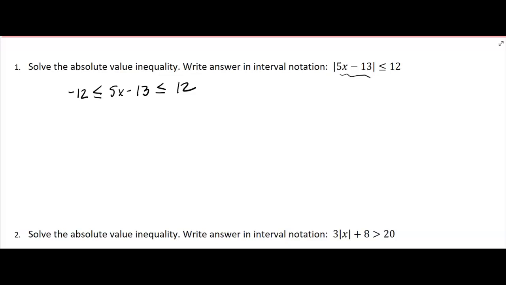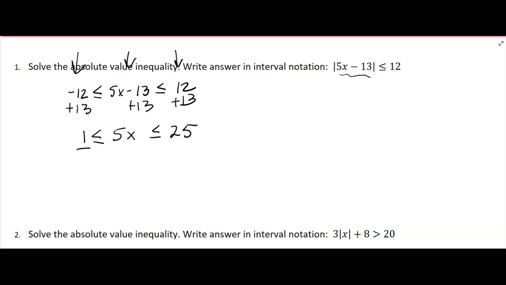Okay, now we're solving all three pieces at once. It's called a compact compound inequality. And so we're going to add 13 to all three sections. We're allowed. And so we're going to get 1 is less than or equal to 5x is less than or equal to 25.